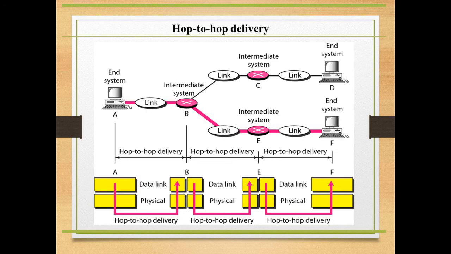The frames that are exchanged between the three nodes have different values in the headers. The frame from A to B has B as the destination address and A as the source address. The frame from B to E has E as the destination address and B as the source address. The frame from E to F has F as the destination address and E as the source address. The values of the trailers can also be different if error checking includes the header of the frame.